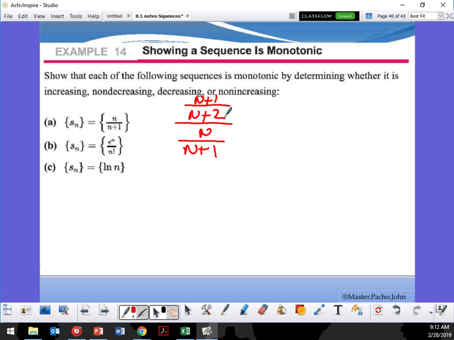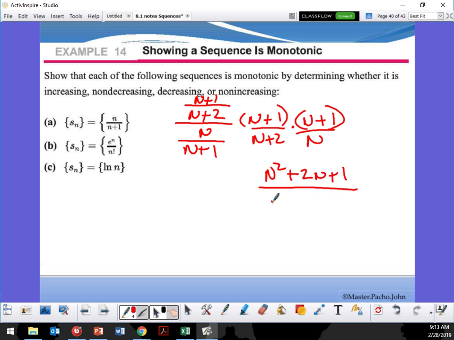So I could use this one here where I'm plugging it in, and then from there I'm going to try to simplify this out. That would give me n plus 1 over n plus 2 times the reciprocal, which is n plus 1 over n. As I rewrite that, I could FOIL this out, and from here it's going to be n squared plus 2n plus 1 over n times the quantity n plus 2.